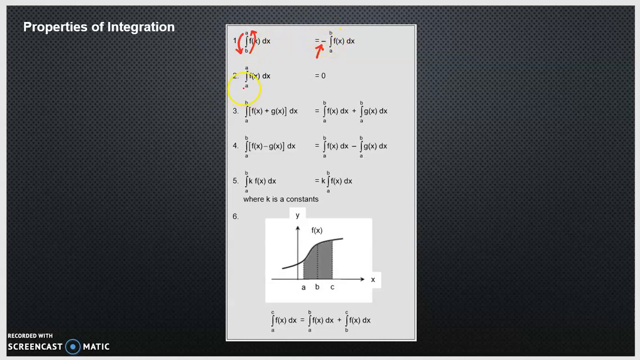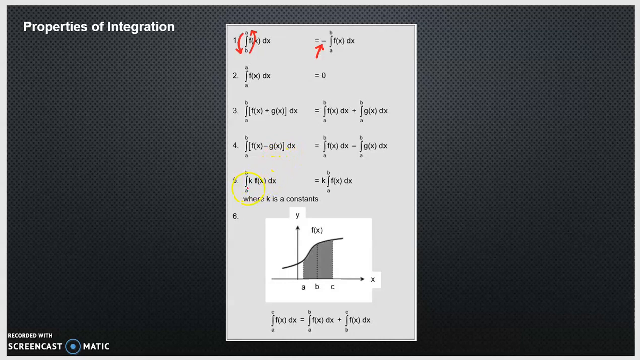Next, we look at integration from a to a for the function f(x), which is equal to 0. Then for summation, integration of f(x) plus g(x), we can separate into two parts: integration of f(x) plus integration of g(x). Same as subtraction, integration of f(x) minus g(x), we can change to integration of f(x) minus the integration of g(x). We can separate the summation and the subtraction.